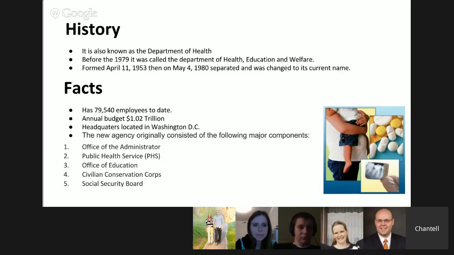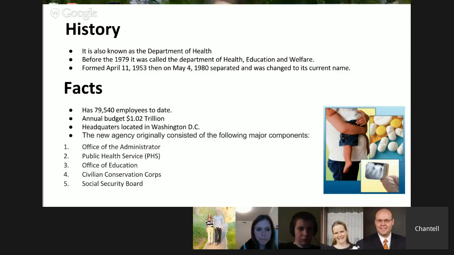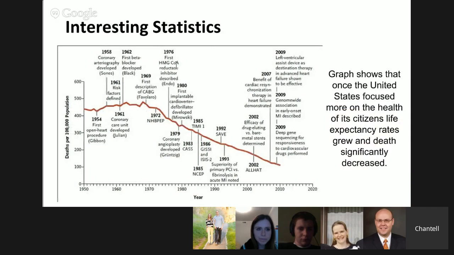Some facts about it are that they have 79,000 employees to date, and their annual budget is about $1.02 trillion. Their headquarters are in Washington, D.C. These are five of their major components of the department: the Office of Administrator, the Public Health Service, the Office of Education, and so on and so forth.